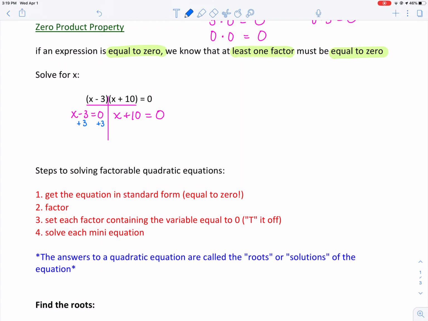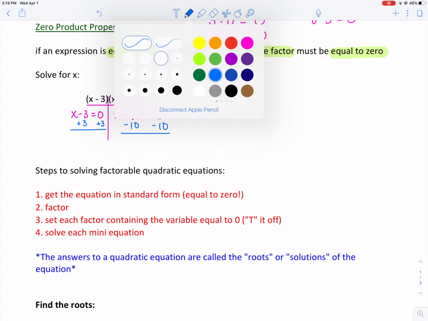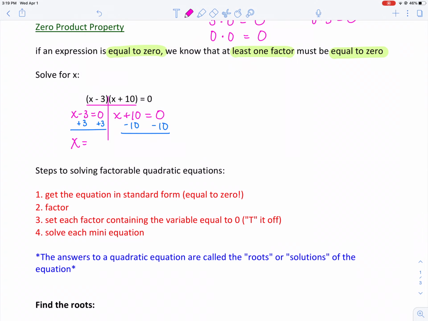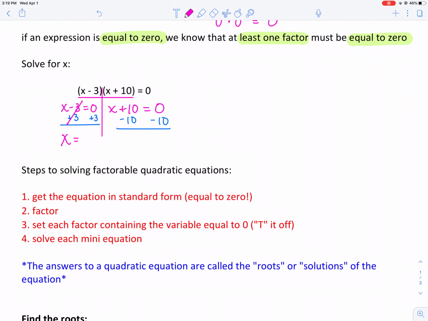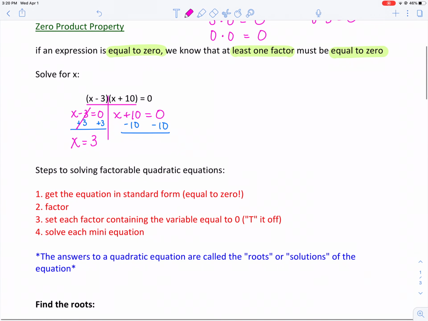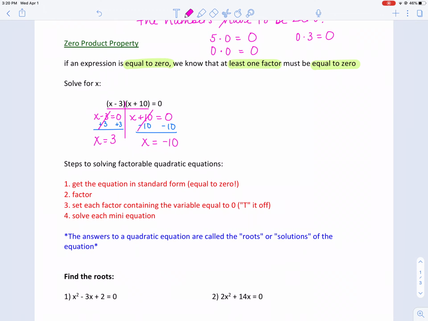The inverse of subtraction is to add. And on this side, I would minus 10 from both sides. So on the left-hand side, x would equal, this would be gone, it'd be 0, 3. And on the right side, these would equal 0, so x would equal negative 10. So I want you to take note of something. Notice the factor inside. Here's the factor. These are the factors.